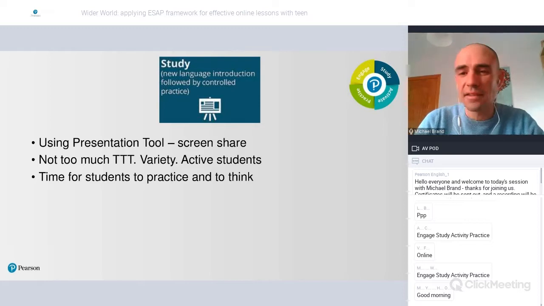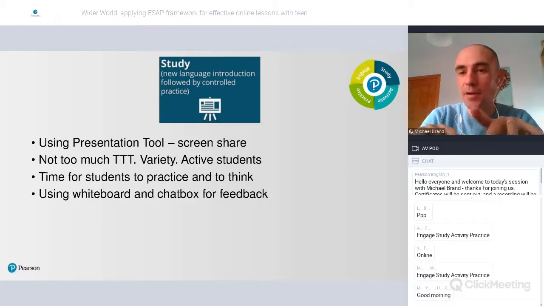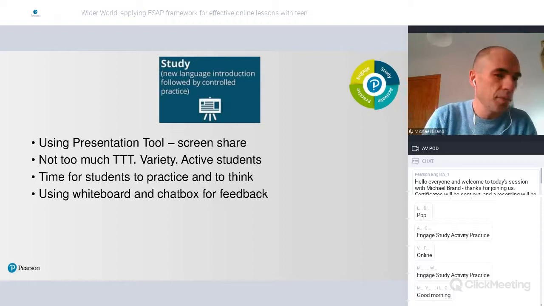And there's also some lag to do with technology, so it makes sense to give them time. Okay. And finally, in the study phase, you can use the tools that your platform offers. So the whiteboard is very useful for whole class feedback. We're going to be using the whiteboard later. And the chat box is useful as well. You can send messages to the chat box for class feedback, but you can also send individual messages for individual feedback should you want to.